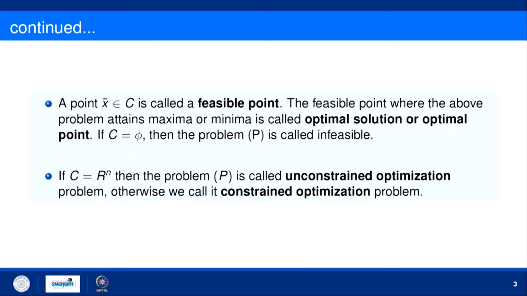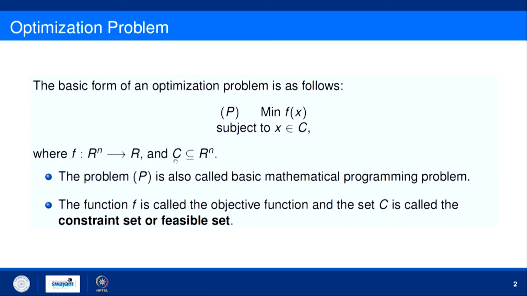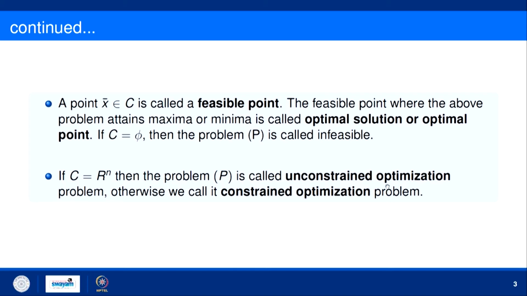If this C is phi, that means the constraint set is empty, then the problem is infeasible. If there is no x bar satisfying all the constraints, the problem is inconsistent and has no solution. Now this C is a subset of Rn. If C is equal to Rn, then this problem is called an unconstrained optimization problem. Otherwise, if C is a proper subset of Rn, then we call it a constrained optimization problem.